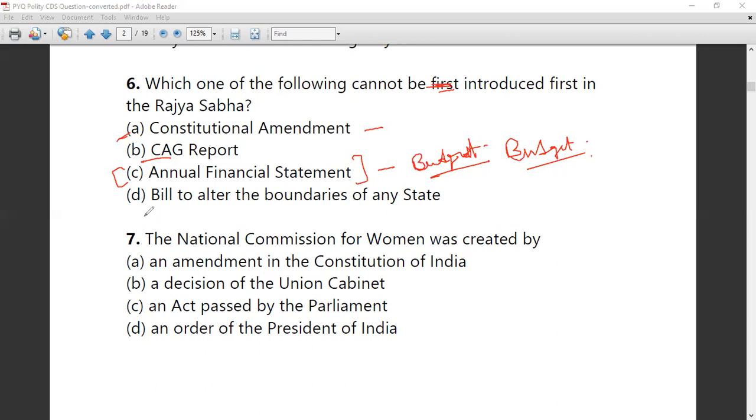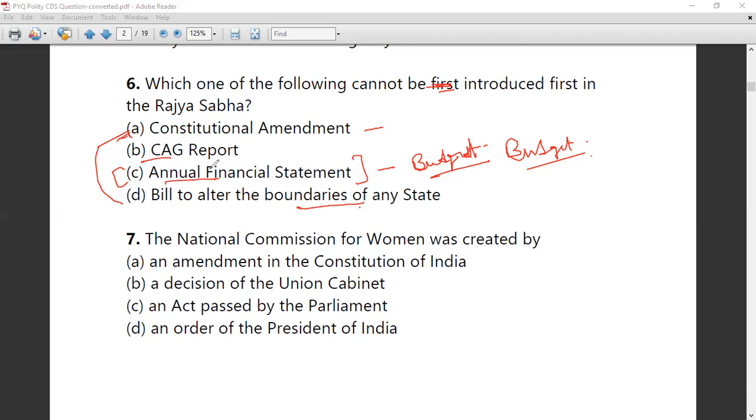Let's see option D. Bill to alter the boundaries of any state. No, this can also be introduced, according to this article, like option A, I have told you regarding Article 370. So this also can be introduced in the Rajya Sabha first. There is no issue. So only option C cannot be introduced in the Rajya Sabha first. So I think the annual financial statement is the correct answer to this question.